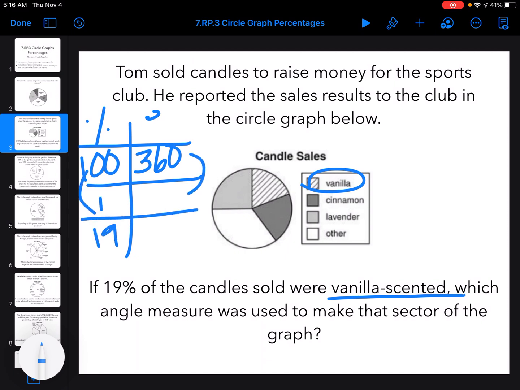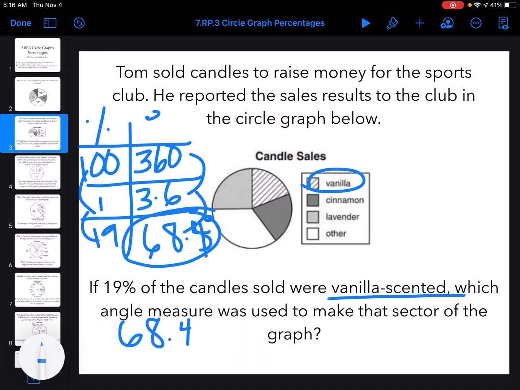So I divide by 100, and I'm multiplying by 19. So 3.6 times 19 in my calculator. And I get 68.4. So when I would be drawing this, I need to draw an angle that's 68.4 degrees.